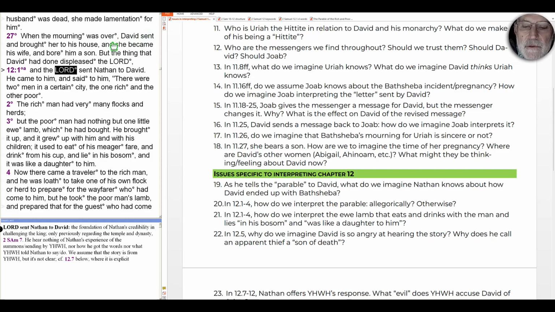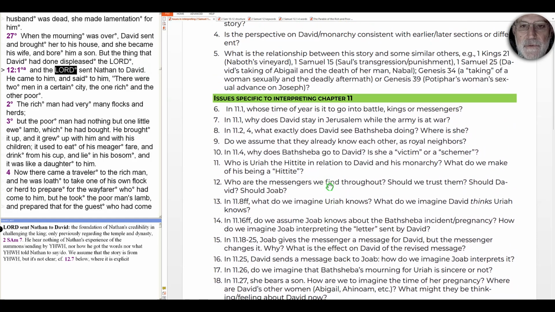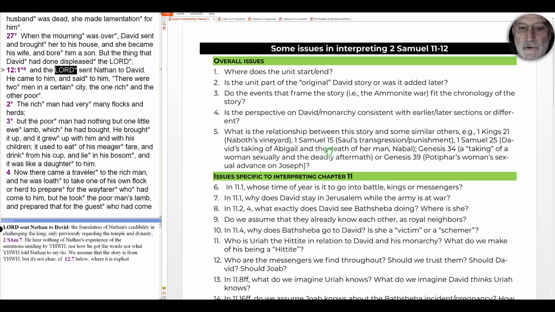Hi, we enter 2 Samuel 12 today, continuing the unit that began at the beginning of chapter 11. As I noted in the last video, there isn't even a closing of a sentence between the two chapters, as you can see on the left side of the screen. So we've been going through some of these issues that follow us throughout this entire unit, and we began with these overall issues that I addressed in the introductory video to this unit.